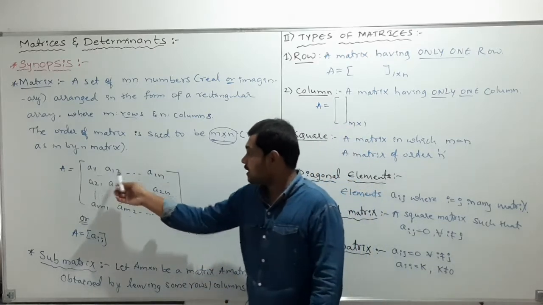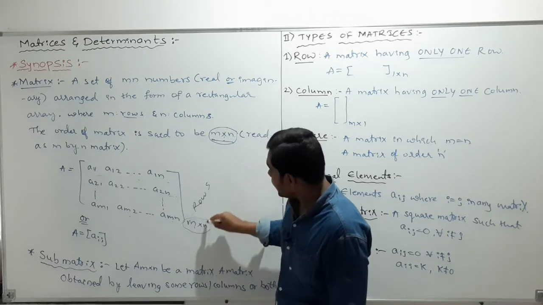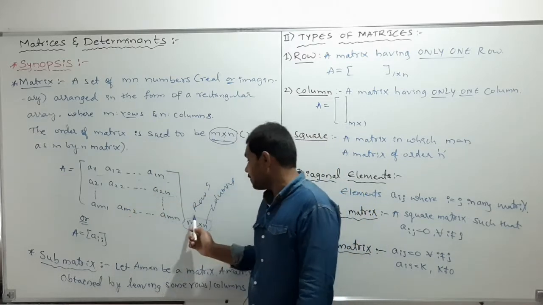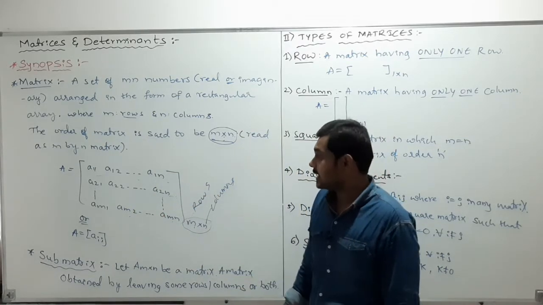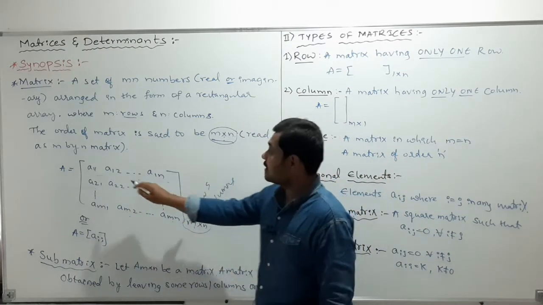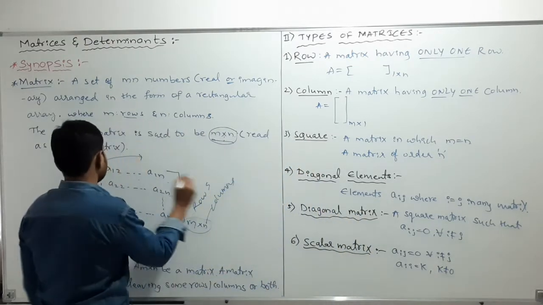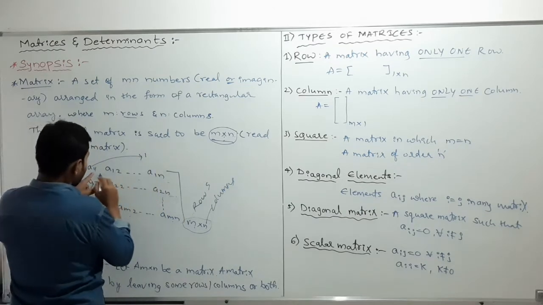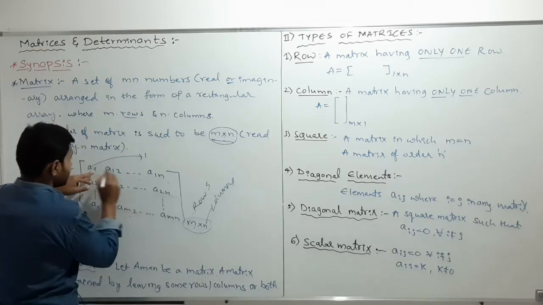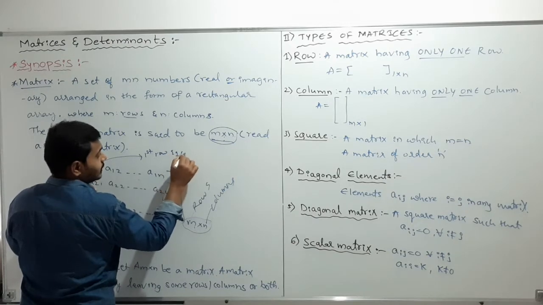How many rows are there? Here m rows are there. So m denotes the rows and n denotes the columns. It means in this matrix we have m rows and n columns. Clear? And my dear students, please remember, the element a11, a subscript 11, what does it indicate? It indicates that this is the first row and first column element.